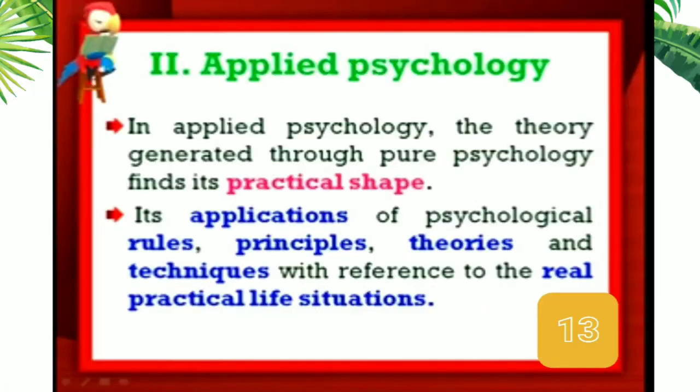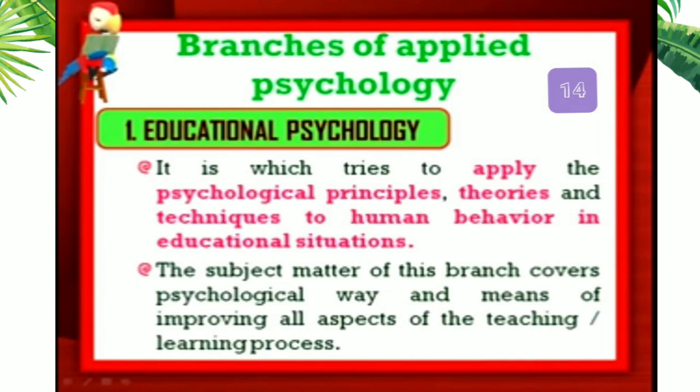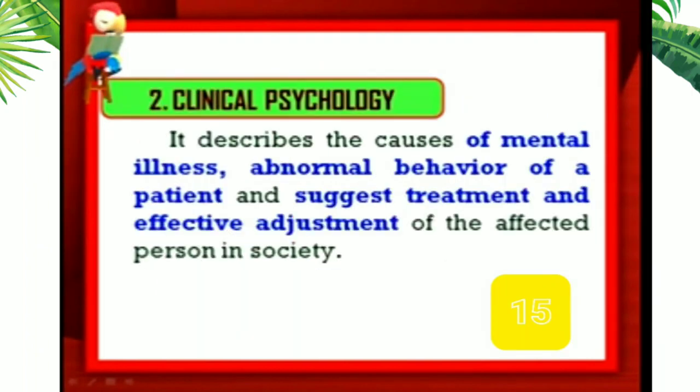Applied psychology is a practical thing. It is the application of psychological rules, principles, theories, and techniques with reference to real practical life situations. Educational psychology is the first under the branches of applied psychology. Applying psychological principles, theories, and techniques to human behavior in an education situation is called educational psychology.